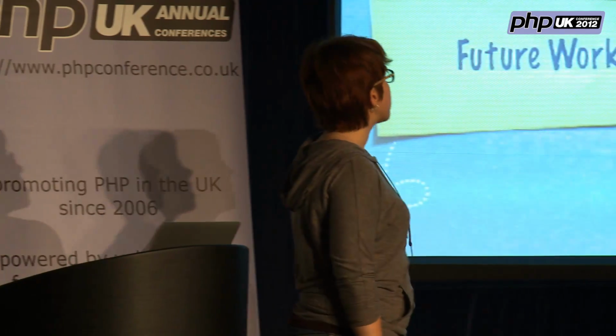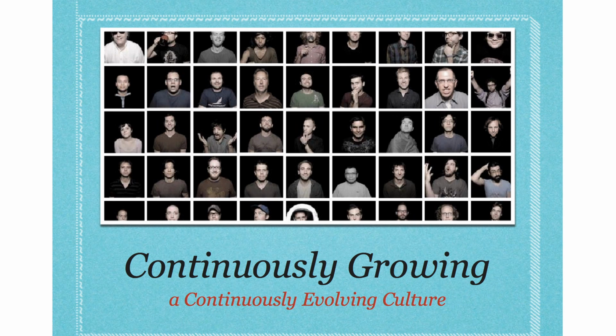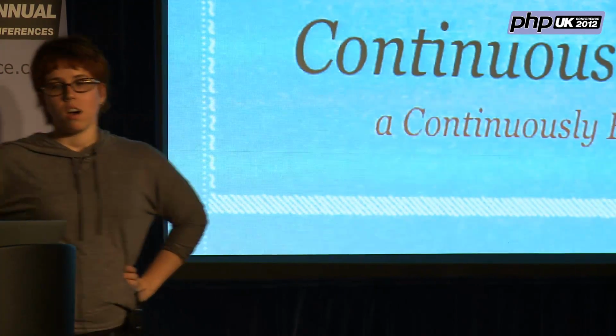So, trust everyone to do the right thing. Balancing enforcement with freedom. It sounds like with this continuous integration, it's a machine. It just is red or green. It enforces. But at the same time, you still need to feel like you have some sort of freedom. And we're continuously growing, so how do we keep onboarding people, keep the same high quality that we have, if not increase it, while not making people feel like they're shackled to doing things a specific way?